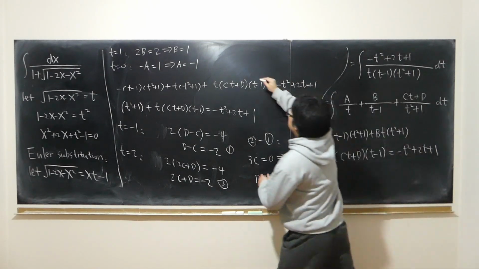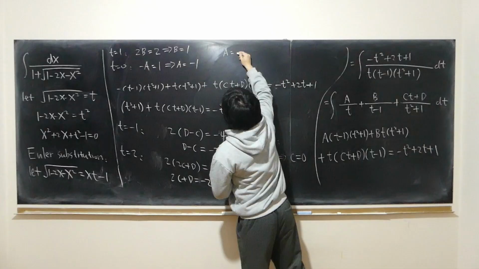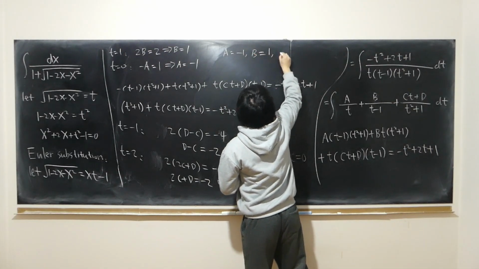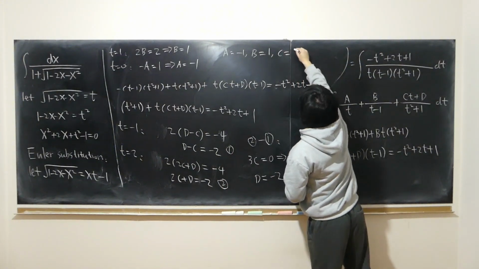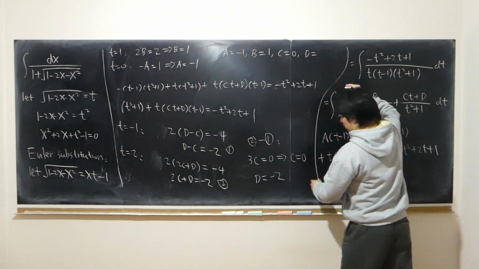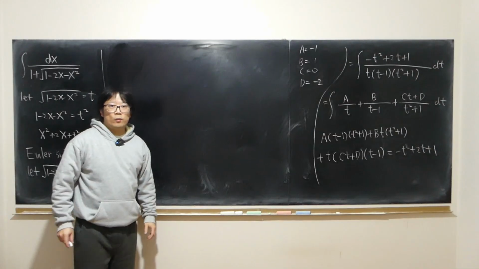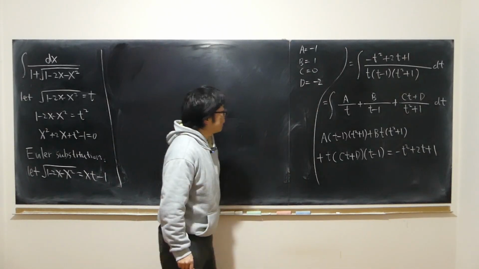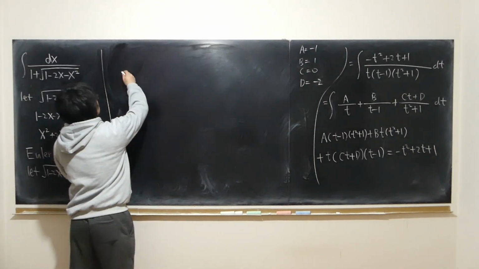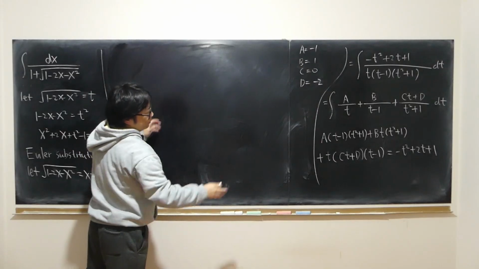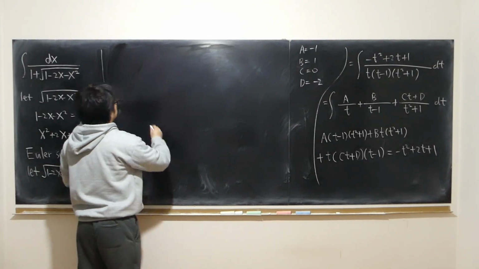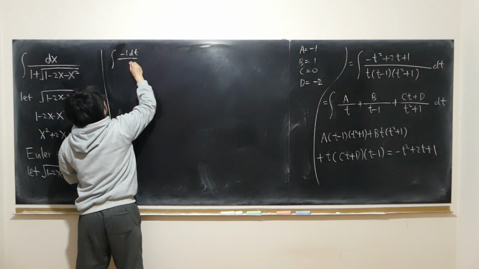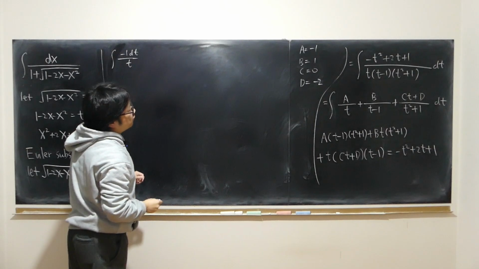All right, so a equals negative 1, b equals 1, c equals 0, d equals negative 2. Now all we have to do is plug a, b, c, and d into our integrals. Then the rest should be easy to solve. So I can break it into 3 different integrals. The first integral is negative 1 dt, which gives negative t. The second is what?